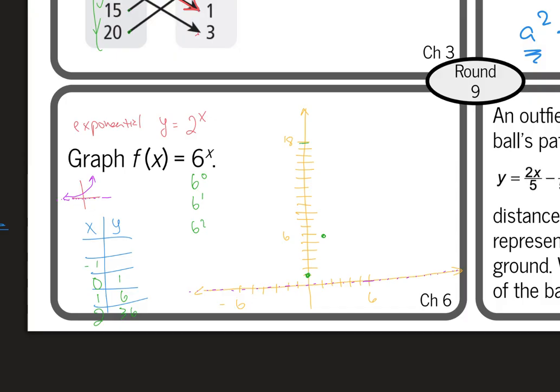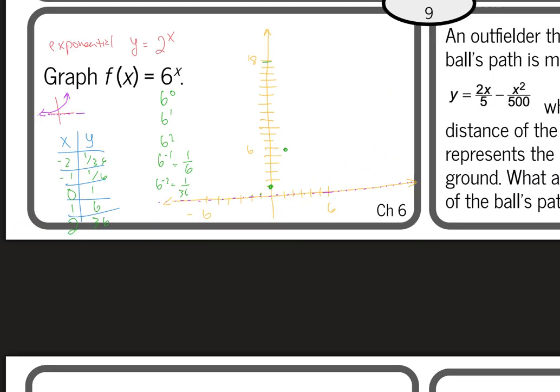So if we did -1, 6 to the -1, that's 1/6. Okay, that's awfully small right there. And if we went -2, we'd get 6 to the -2, or 1/36, which is so much tinier, right? Like I'd have to zoom way in order to really do that properly. So here we go. It was going to be right here, being infinitely close to 0, but not being 0. And then here it really shoots up really fast. So that's what that looks like.